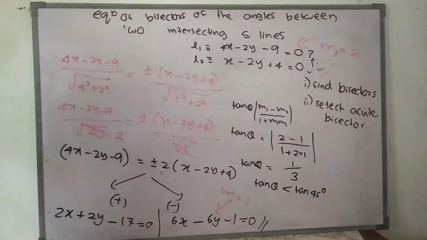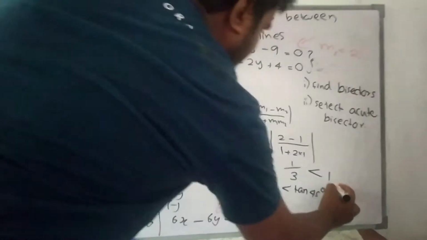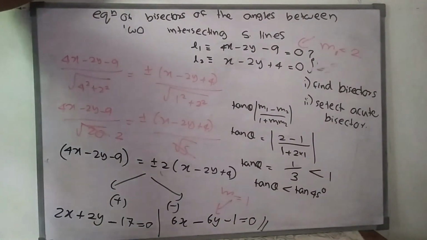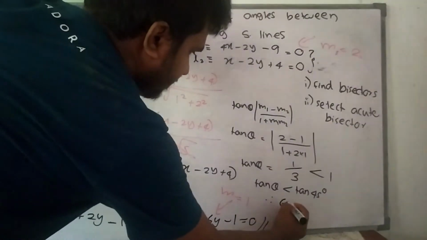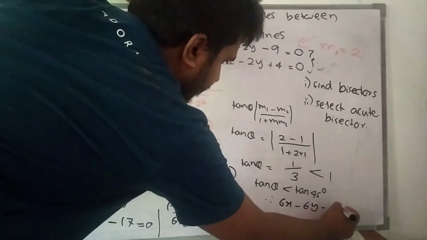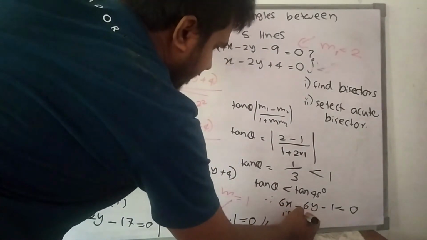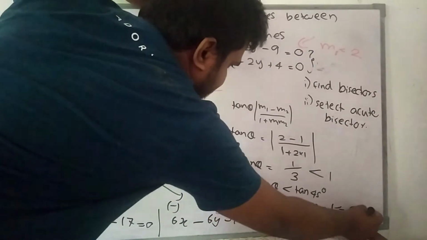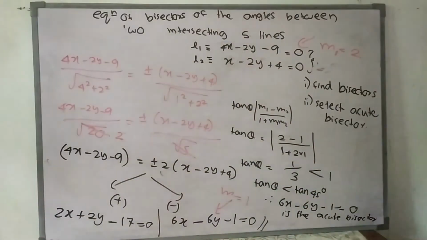Right? Therefore 6x minus 6y equals 0 is the acute bisector. Is the acute bisector, right? Is the acute bisector.